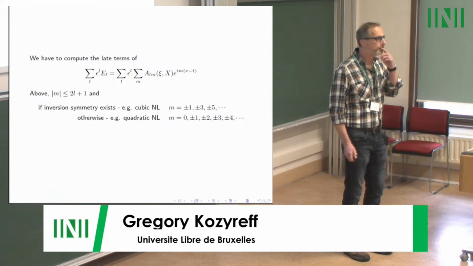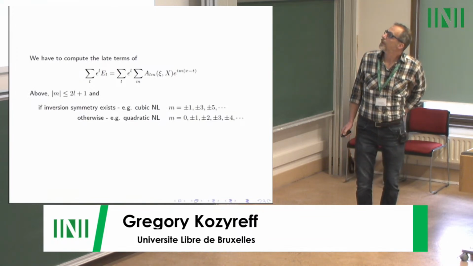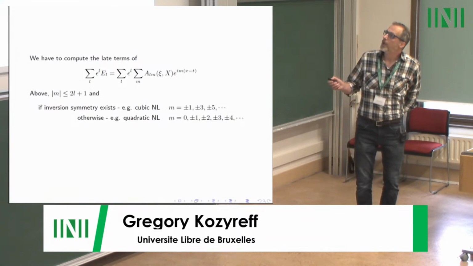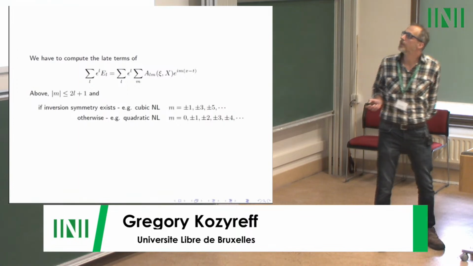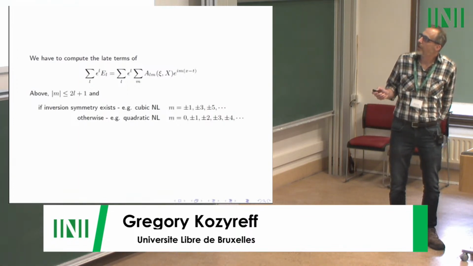So, we have to compute the late terms of this asymptotic series. Let me describe to you the various terms here. At order epsilon L, you have an increasing number of harmonics with amplitude which I call ALM.